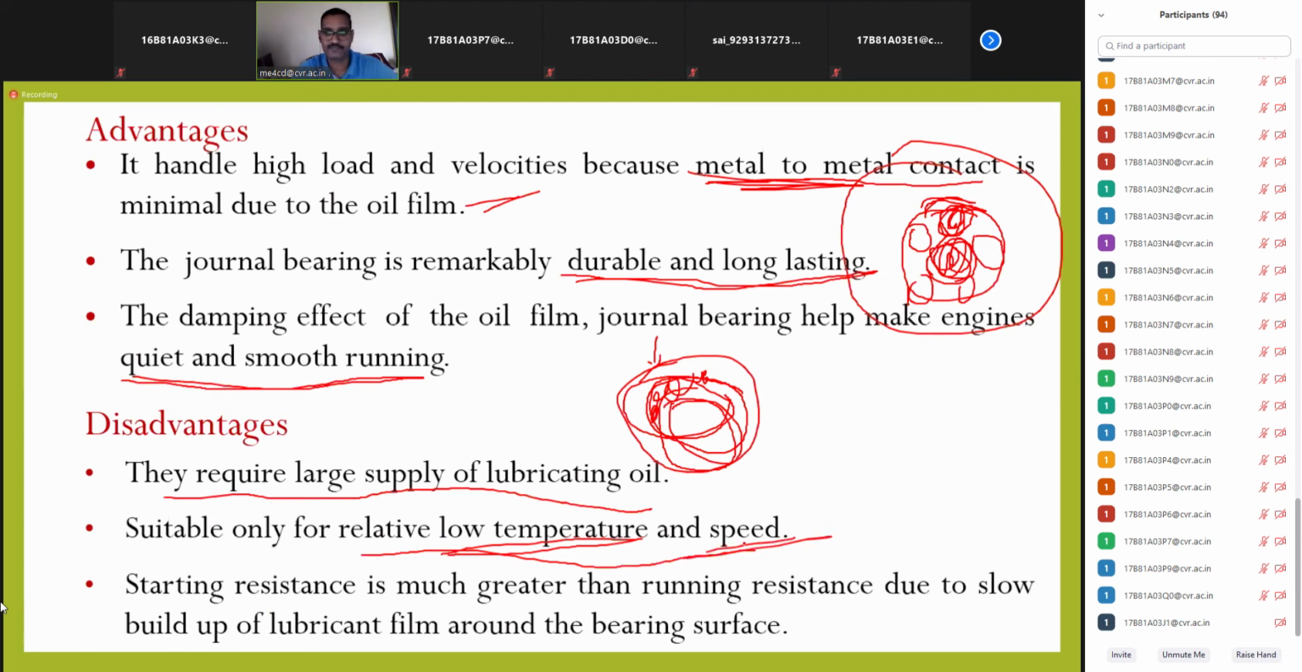And speeds, also low speeds. If we are going with high speed, then what happens? The oil will get heated up, right? And it will lose its viscosity.